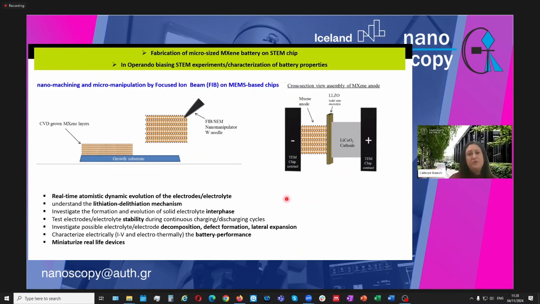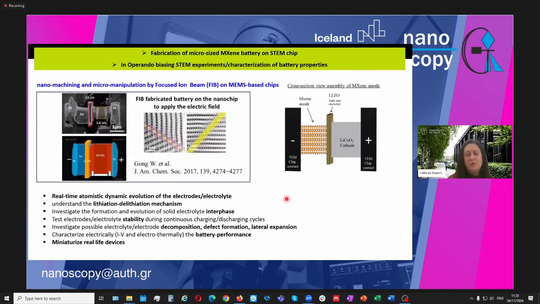Then we moved to the second part that deals with the fabrication of the micro-sized battery on a STEM chip. This is a very challenging part. Basically, so far only two groups have managed to show the assembly of a full all-solid-state battery on a chip and perform operando studies.